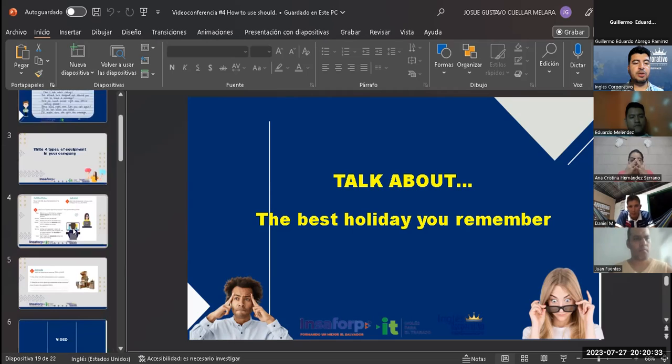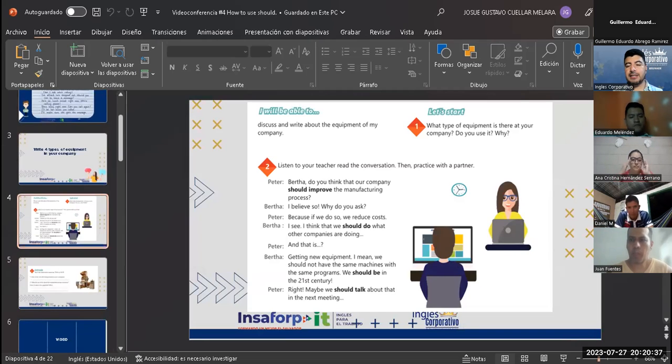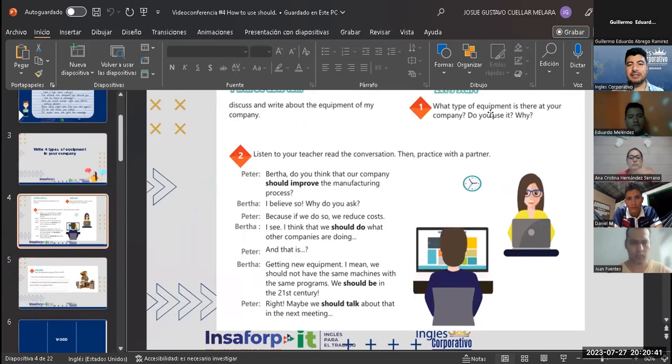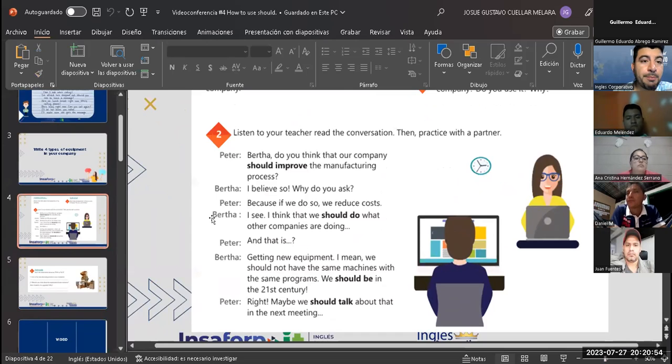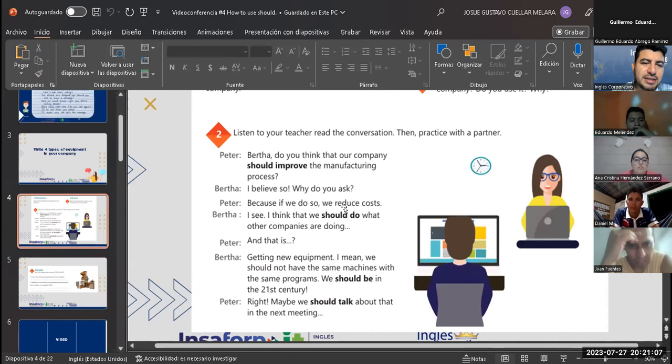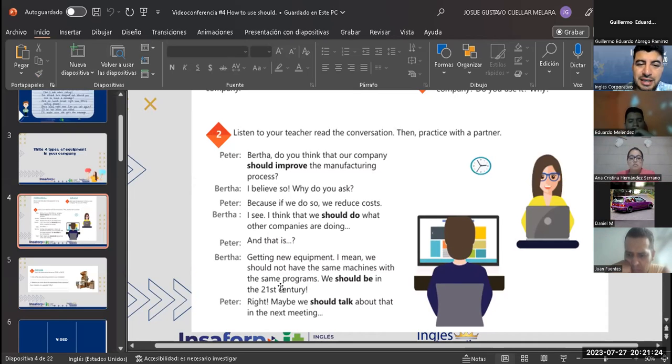But before we continue with this, we're going to check this, okay? In this case, we already answered this question: what type of equipment is there in your company? I guess you use most of the equipment that you mentioned. Okay, we have Peter and Berta. Peter says, Berta, do you think that our company should improve the manufacturing process? Berta says, I believe so. Why do you ask? Because if we do so, we reduce cost. I see. I think that we should do what other companies are doing, and that is getting new equipment. I mean, we should not have the same machines with the same programs. We should be in the 21st century. Right. Maybe we should talk about that in the next meeting.